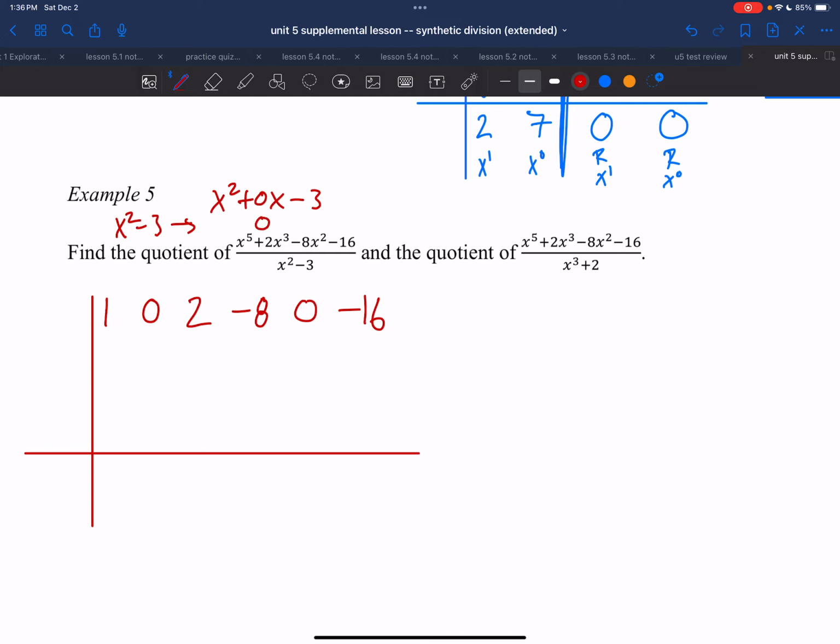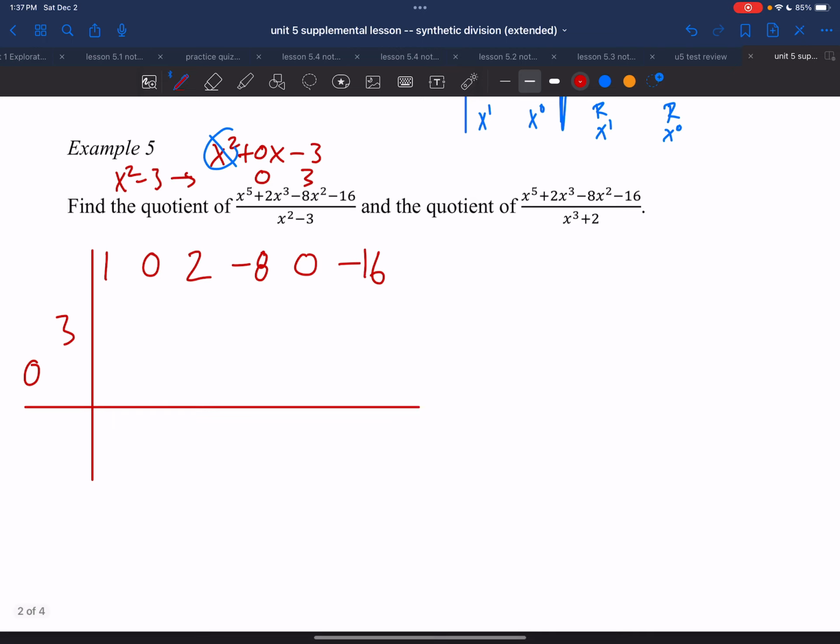So we're going to be doing 0 and 3, because you ignore that first one. So 0, 3 is this diagonal. It's fine because you don't have that middle x, so it's just a coefficient of 0. So drop the 1 and we do the process. I'm just going to show you how this works. 1 times 0 is 0, 1 times 3 is 3, 0 plus 0 is 0, 0 times 0 is 0, 0 times 3 is 0, 2 plus 3 is 5, 5 times 0 is 0, 5 times 3 is 15, negative 8 plus all that is negative 8. Negative 8 times 0 is 0. Negative 8 times 3 is negative 24.